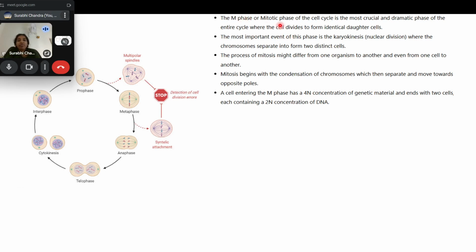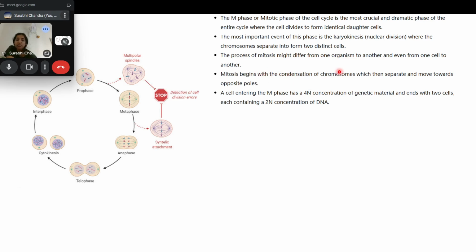Now, finally, the M phase or mitotic phase, the most crucial and most dramatic phase, where the most important event is karyokinesis. Karyos meaning nucleus, and kinesis, division. Nuclear division takes place where the chromosomal set separates into two sets to form two distinct cells. And this process might differ from one organism to another and even from one cell to another cell.